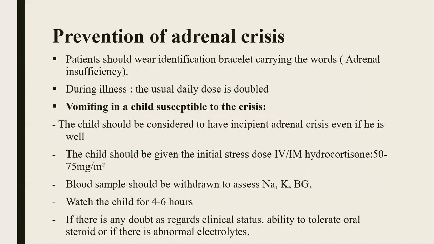So how to prevent patients from having an attack of adrenal crisis? Usually during illnesses, we advise the parents to double the dose of the glucocorticoids. So that's one of the things that would prevent patients from having an adrenal crisis. And vomiting in a child susceptible to crisis is really a serious thing and should be put in consideration. The patient should receive a stress dose, and a blood sample should be withdrawn to assess sodium, potassium, blood glucose, and we should observe the patients.